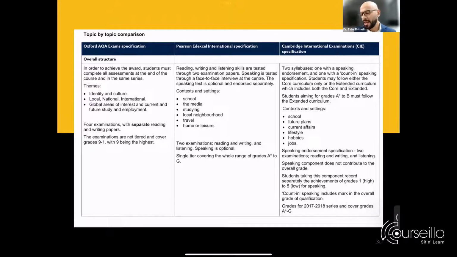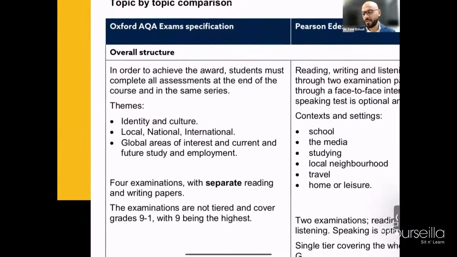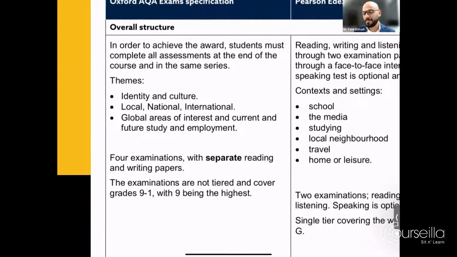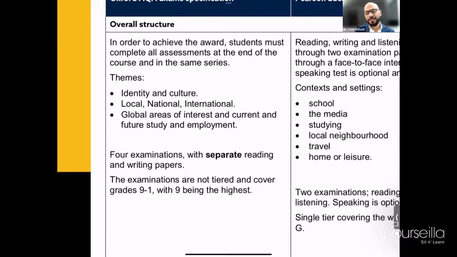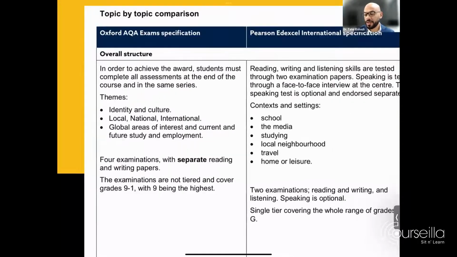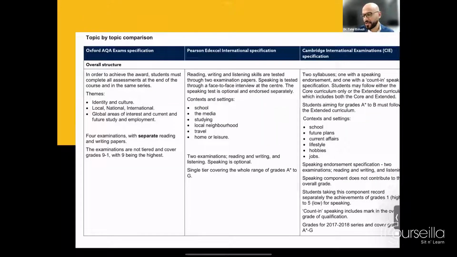Let's take a look. When it comes to Oxford AQA, for example, our structure is divided into 3 different themes. Identity and culture, and under it there are many topics, which we will see in detail. Second theme: local, national, international, global areas of interest, and this deals with topics like global warming and national issues. Finally, future study and employment, and current study and interests.